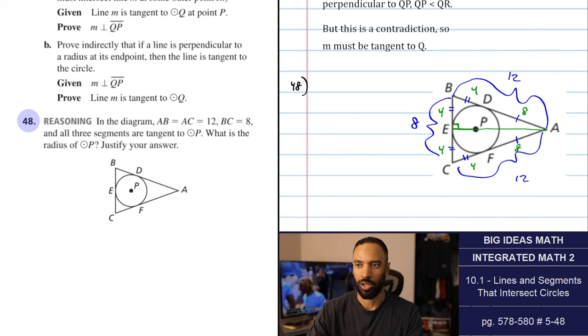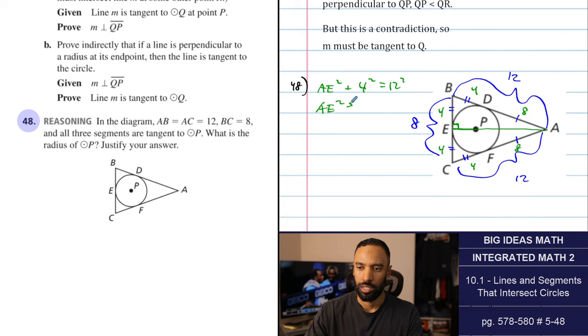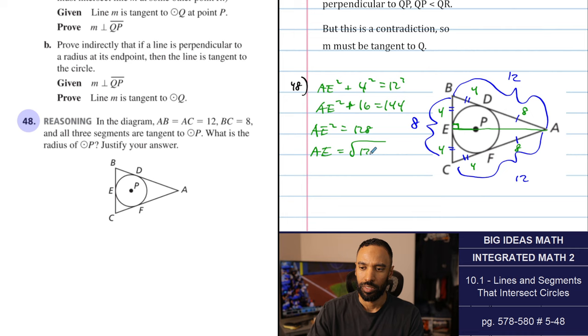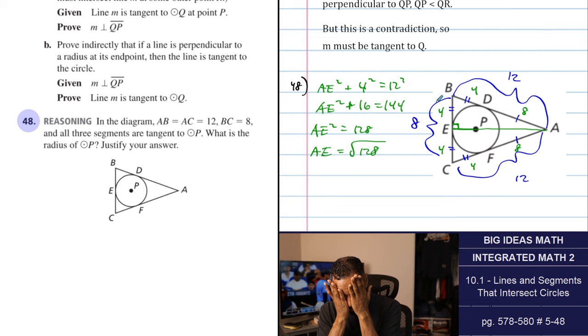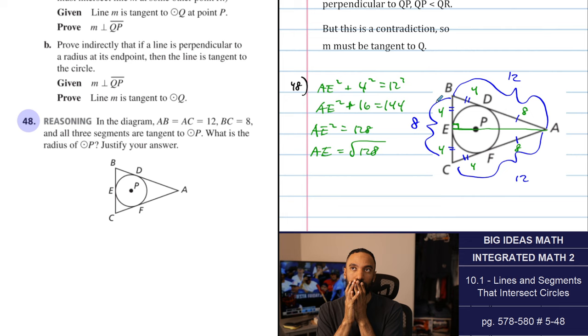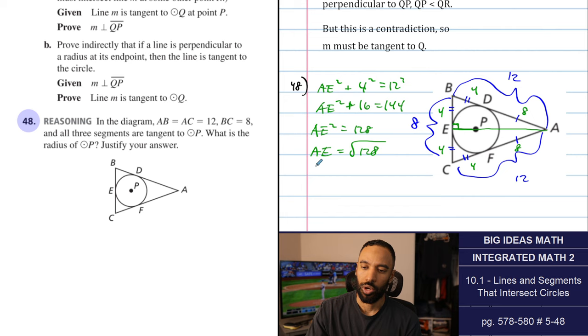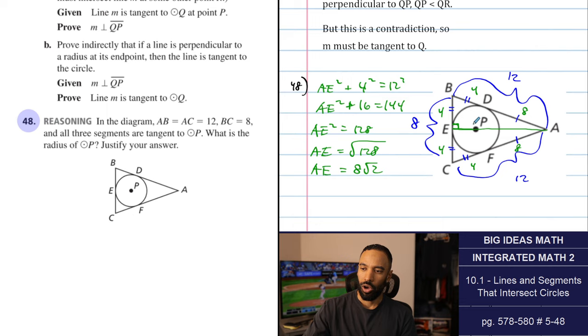But AE squared plus 4 squared equals 12 squared. And that's AE squared plus 16 equals 144. AE squared equals 128. And AE is the square root of 128. It must be a bigger number. 16 and 8. Oh, there must be a bigger one. 64. So AE is the square root of 64 times square root of 2, or 8 root 2. So the whole thing of AE is 8 root 2.